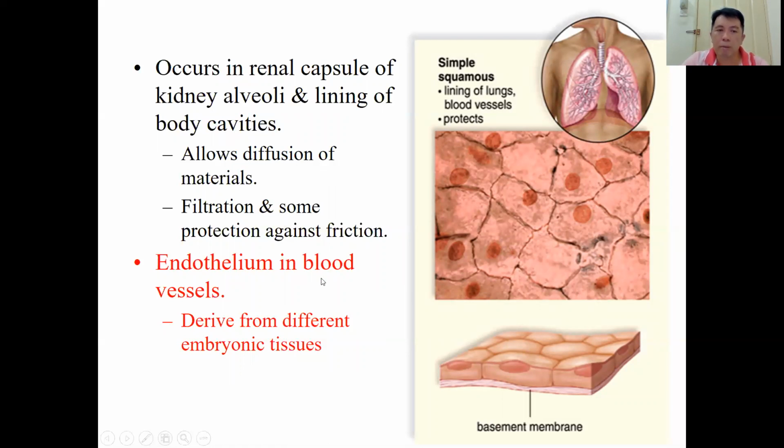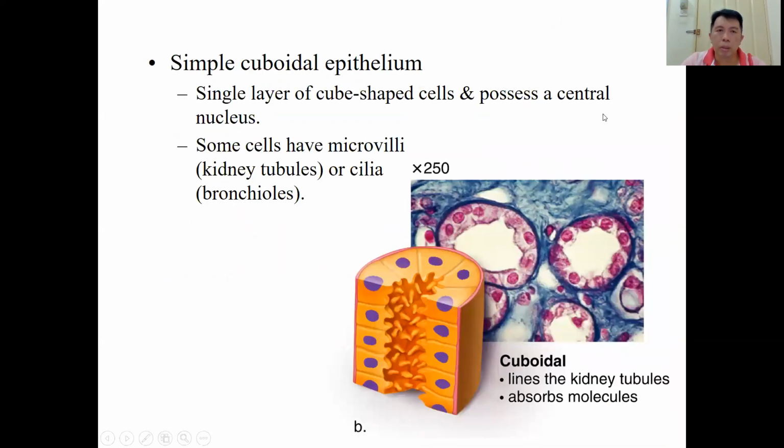The lining of blood vessels is an endothelium, which is not an epithelium because they are derived from different embryonic tissue, as I showed you in the different germ layers. The endothelium is derived from endoderm, whereas the epithelium is derived from ectoderm.